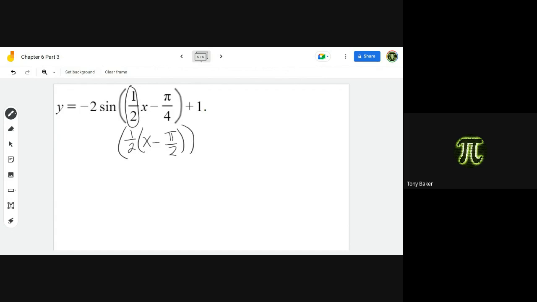You don't have to split pi in half? No, because the pi is nothing is done to it. All right.